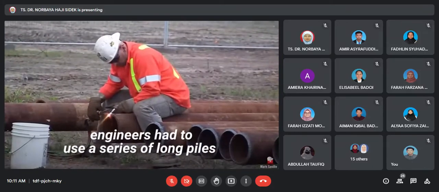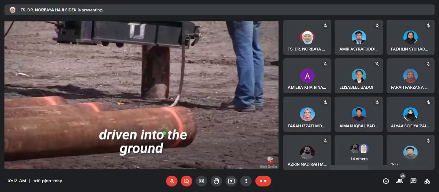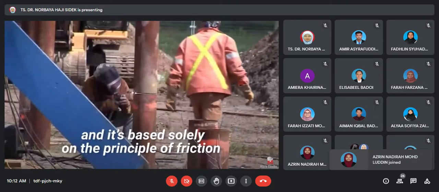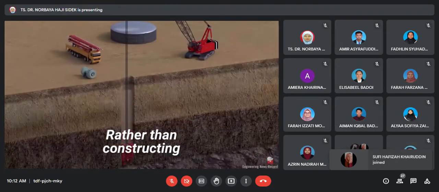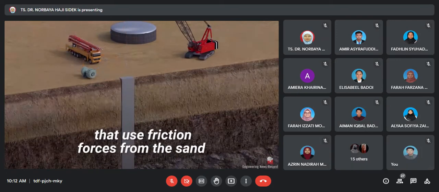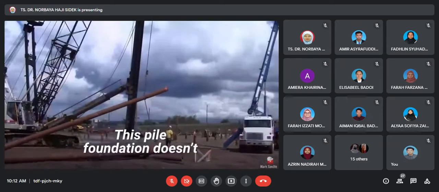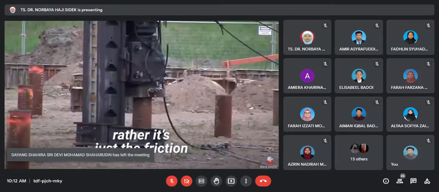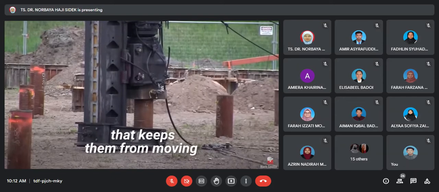In this case, engineers had to use a series of long piles driven into the ground. This is another common skyscraper foundation technique, and it's based solely on the principle of friction. Rather than constructing the building on bedrock, the building sits on hundreds of piles that use friction forces from the sand to keep them from sliding down. This pile foundation doesn't technically rest on bedrock. Rather, it's just the friction between the sand and soil that keeps them from moving.